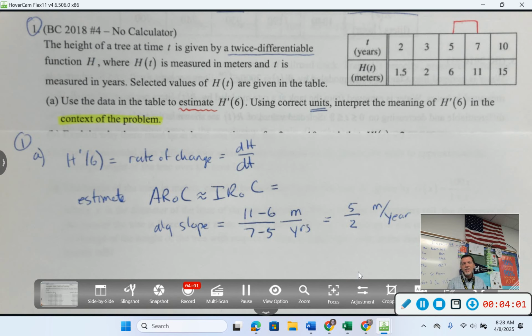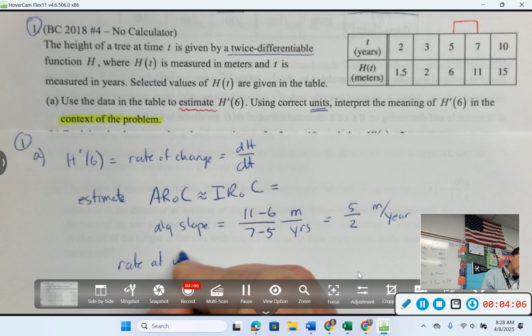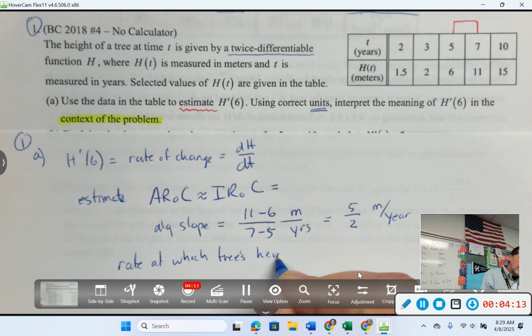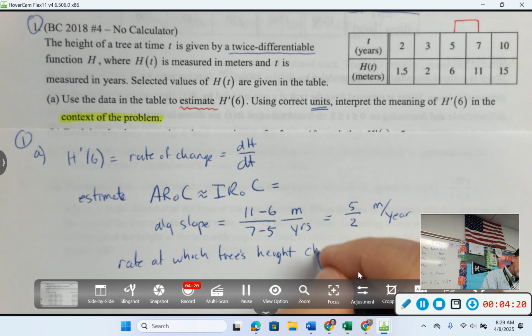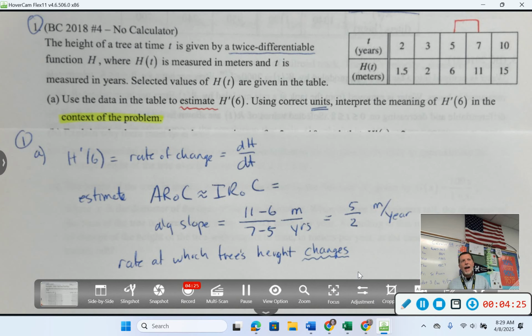Bailey? The rate at which the tree's height is, at 6 years. The rate at which the tree's height, what did you say? Grows? Or increases. Okay, grows, increases, changes, all of those are fine. I'm going to say changes. That way I don't have to worry about positive or negative. If you say increase or decrease, you better be careful about negatives, so stick with changes.